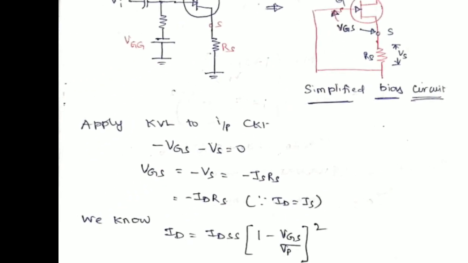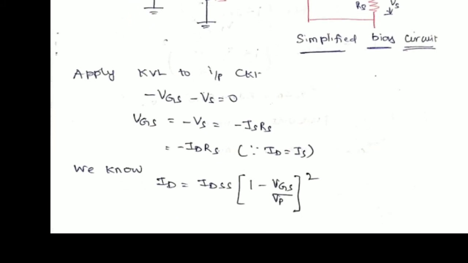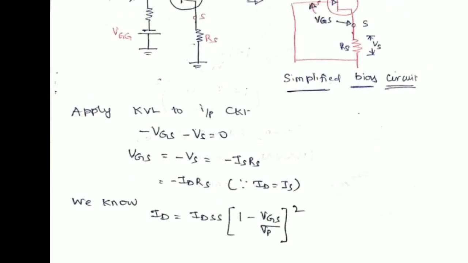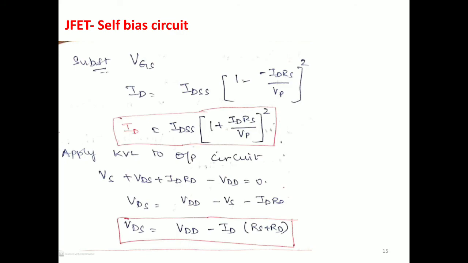Apply KVL to the input circuit: minus VGS minus VS equal to 0. So VGS is equal to minus VS, which is minus IS into RS, equal to minus ID into RS, because IS and ID are equal. We know ID is given by the Shockley equation, IDSS into 1 plus ID RS by Vp, the whole square. Apply KVL to the output circuit: VDS equals VDD minus ID into RS plus RD. Keep in mind VDS and ID are two important factors to maintain the Q point, the operating point.